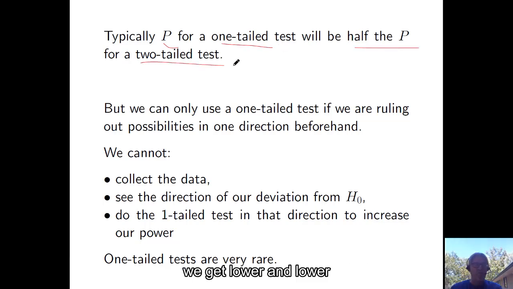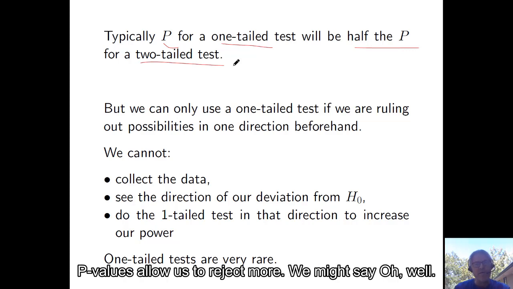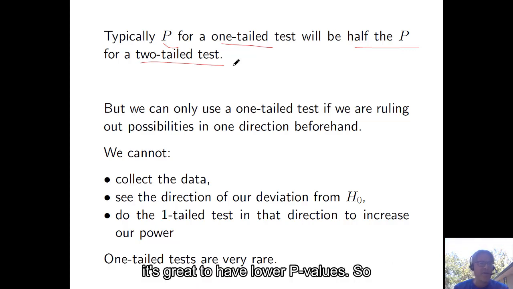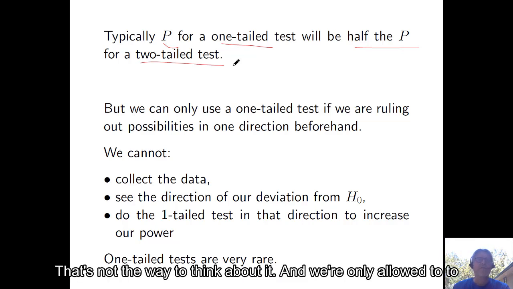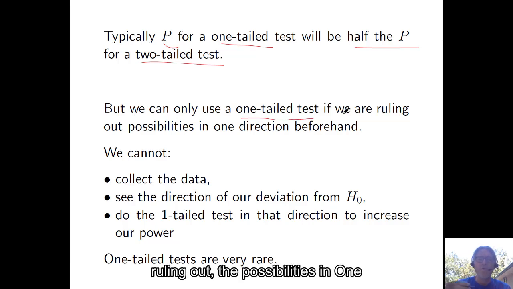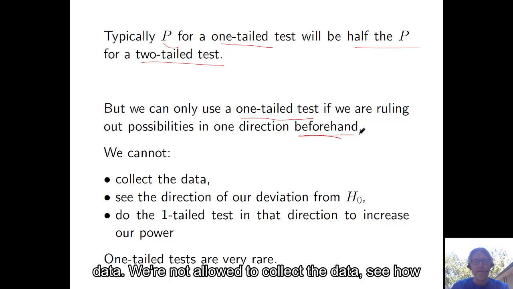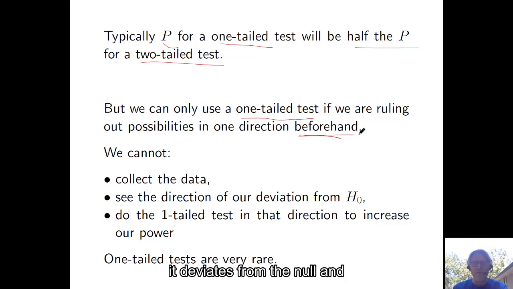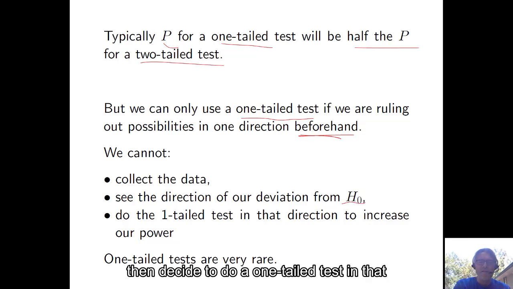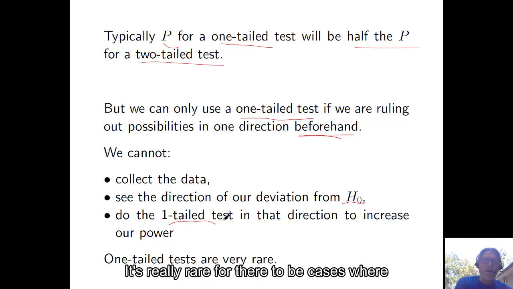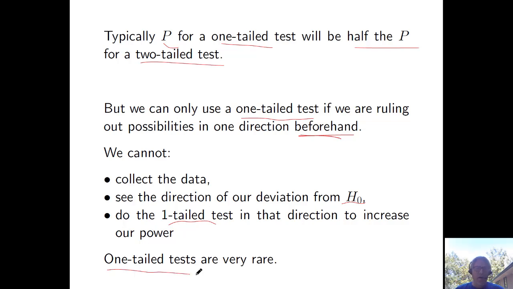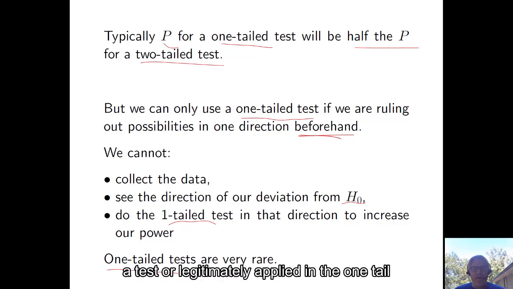Since lower p-values allow us to reject more, it's tempting to say that would be great, so maybe we should just do one-tailed tests all the time. That's not the way to think about it. We're only allowed to do a one-tailed test if we're ruling out the possibilities in one direction beforehand, not looking at the data. We're not allowed to collect the data, see how it deviates from the null, and then decide to do a one-tailed test in that direction to increase our power. It's really rare for there to be cases where a test is legitimately applied in one direction.